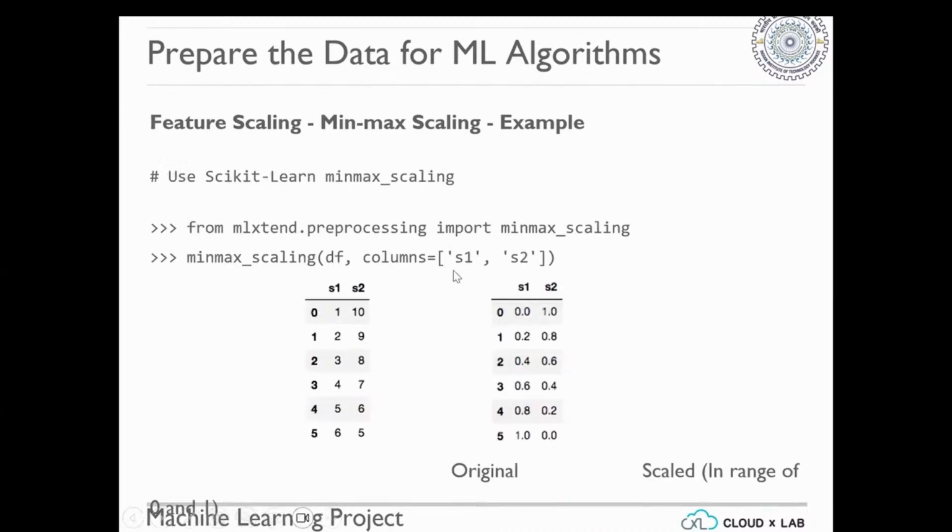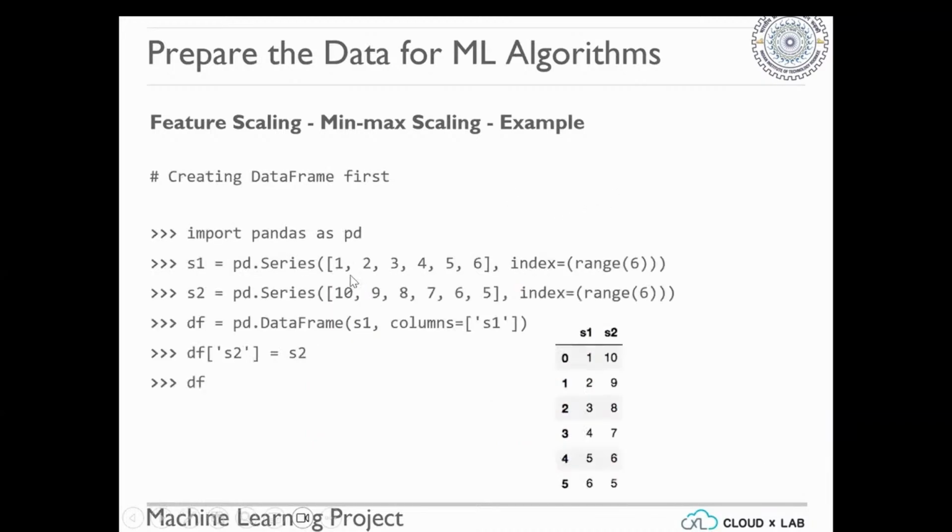Yes. So to apply minimax scaling, we will first import minimax scaling, and then we will pass our data set. Here df is the variable that contains this data set, and in this particular data set we have two attributes. S1 is the first attribute, S2 is the second attribute, and we have a total of 6 points, right?